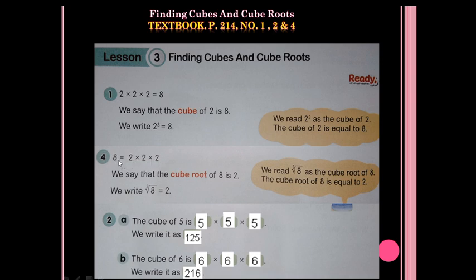Now number 4. 8 equals 2 times 2 times 2. If 8 equals 2 times 2 times 2, we say that the cube root of 8 is 2. We write the cube root of 8 like this, equals 2. We read this symbol as the cube root of 8. The cube root of 8 equals 2.